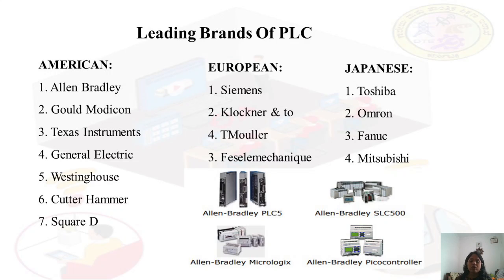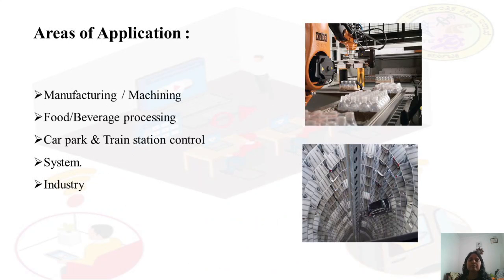And if you go for European, we have Siemens, Klockner-Moeller, Festo, and so on. These are some of the European brands. And if you go for Japanese, we have Toshiba, Omron, Fanuc, Mitsubishi, etc. These are some of the main Japanese brands. Understood? But generally today, Allen Bradley is the most used one. And Siemens also, and then Toshiba, Omron. These are some of the main brands of the PLC.